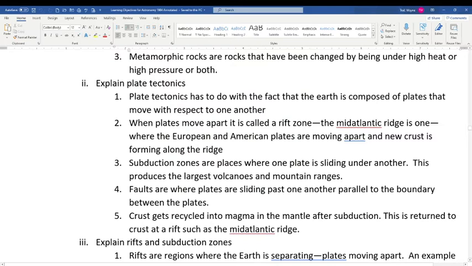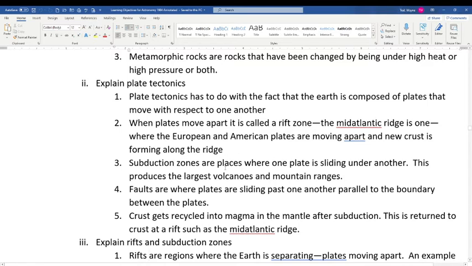So plate tectonics has to do with the fact that the Earth is composed of plates that move with respect to one another. When the plates move apart, it's called a rift zone. The Mid-Atlantic Ridge is one, where the European and American plates are moving apart. That's north of where we were talking about the African plate and the South American plate. And new crust is being formed along that center ridge.